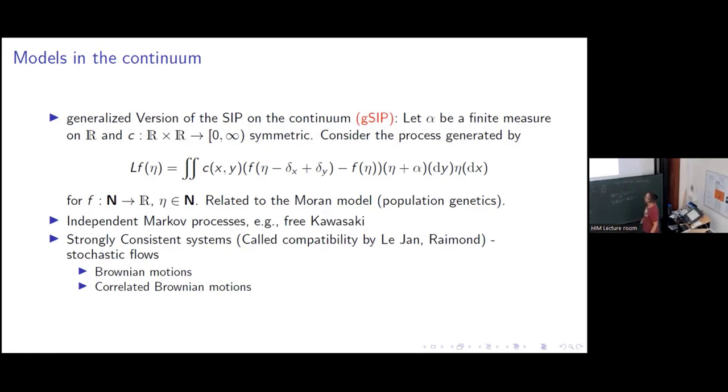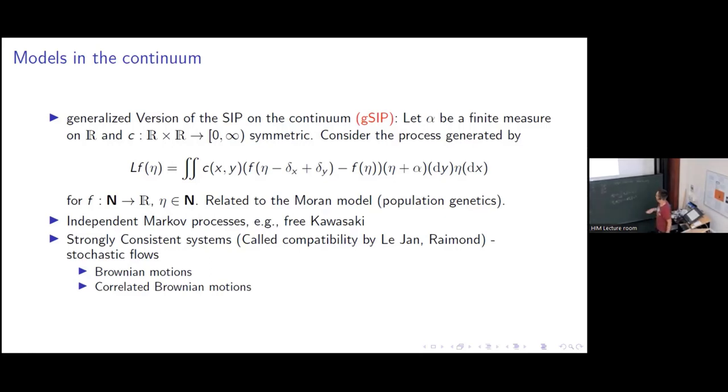Okay, and there's some nice interpretation which could be done for population genetics, namely if you think that these are different types of a species, then you can think that you have two forces. One force means, if you jump to a known species, that is that eta here. And if you jump to a new one, that could encode some mutation. So that is some nice interpretation you could give on this model. Yes, so that is some generalized version of the SIP.